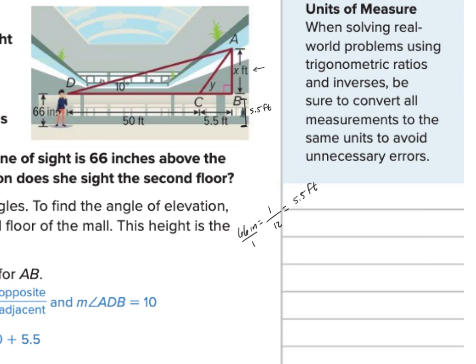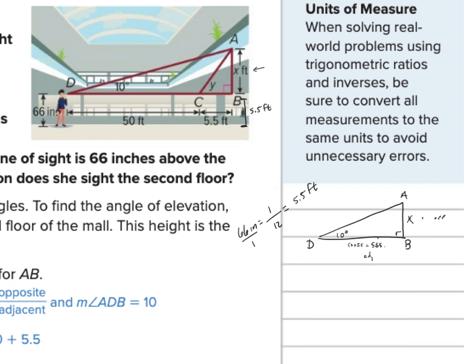Let's see, what else do we know? Let's just draw this big triangle. Here's the big triangle. This is B, this is A, this is D, this is 10 degrees at my right angle. I'm not sure what x is yet, but I do know the entire length of BD is going to be 50 plus 5.5, or 55.5. If I want to find out what x is, that is my opposite.